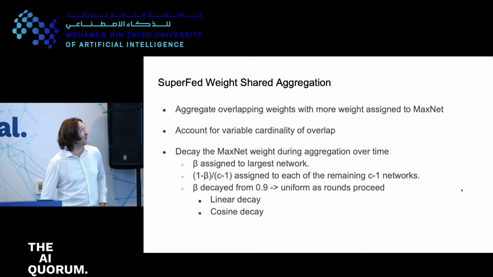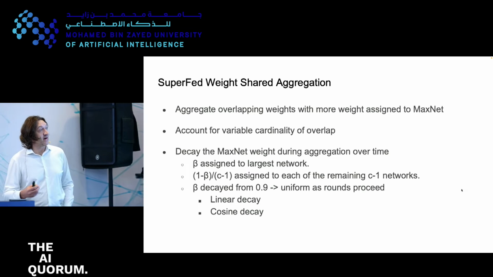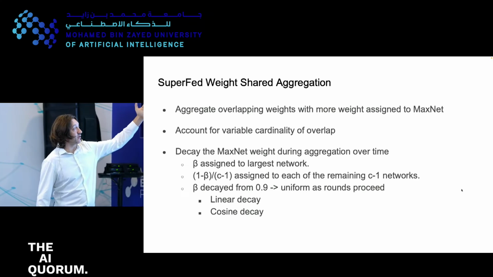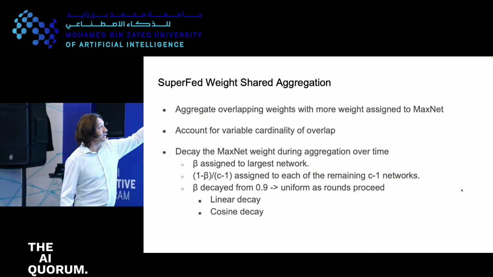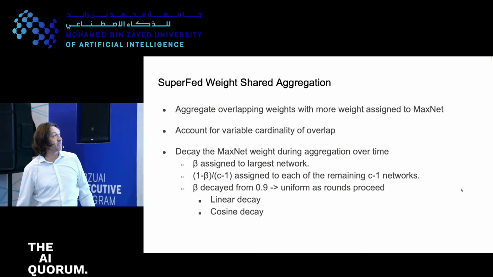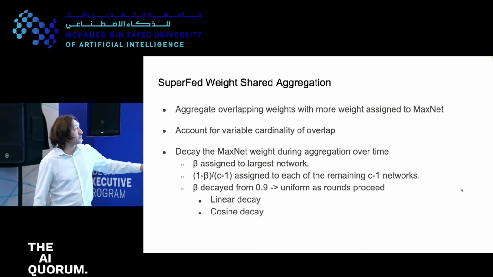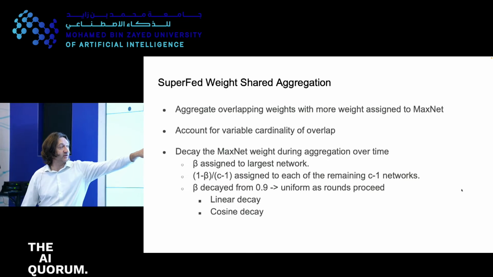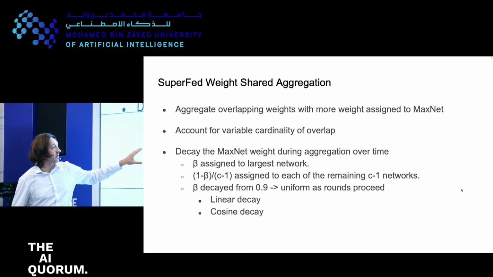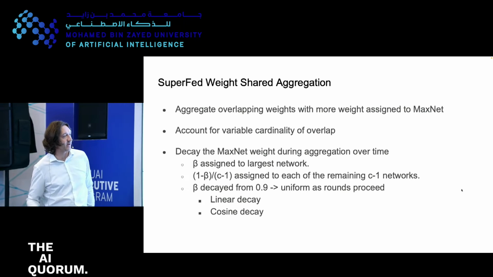Okay, and so we aggregate overlapping weights with more weight assigned to the maximum network contribution. We account for variable cardinality of overlap, and on top of this, we decay the priority given to the maximum network, the max net weight, over time, using the parameter beta that's assigned to the largest network contribution. So what we do is we assign (1 minus beta) over (C minus 1) to all the remaining C minus 1 client contributions.